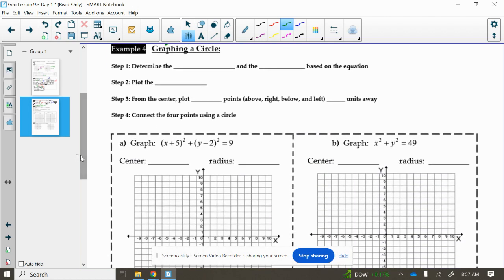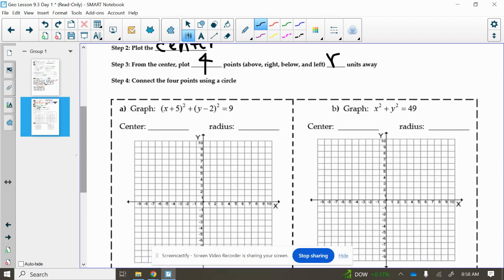All right, last but not least, how are we going to be able to graph these? Well, we want to be able to identify the center and the radius of each circle, and then we will plot that center point and then plot four points up, down, left, right that are the radius value away from that. So start off similar to what we were doing up above. We're going to start by identifying our center. So in this first example, our center is at (-5, 2). And then the radius squared is 9. So our radius each time is 3.